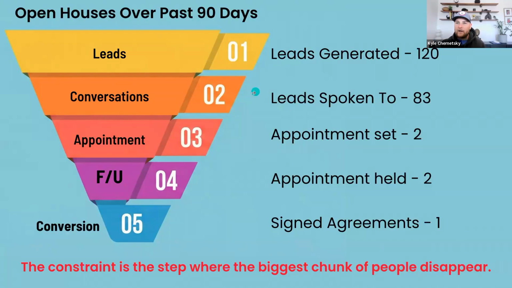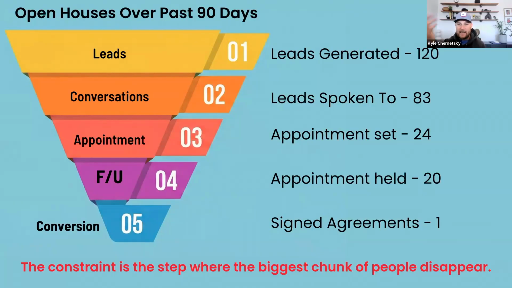Because if we can increase the amount of leads that we speak to, if we can go to 83, then we can start finding constraints at different points. So then if I change my speak to 83, now I'm talking to about 2/3 of people, which is pretty good. But I'm only setting appointments with 2 out of 83. Very bad, right? So now we need to start looking at, what type of conversations are we having? What kind of questions are we asking? And what are we utilizing to attract people to want to further the conversation with us beyond that open house introduction?